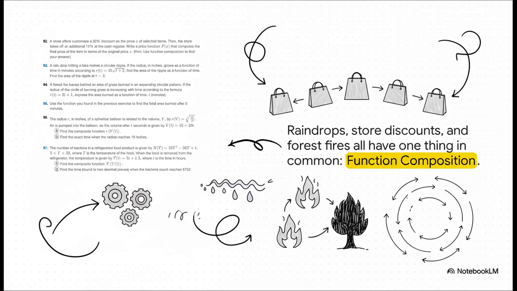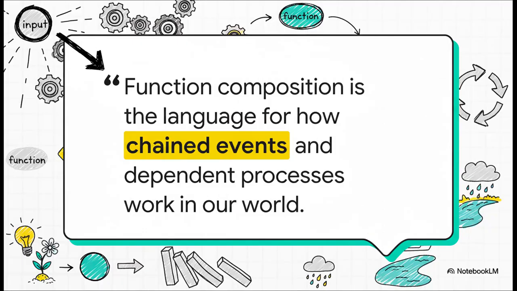What do all these things have in common? Function composition. It's kind of like the secret blueprint, the underlying mathematical language for how one event causes another, which causes another. It describes any chain reaction or sequence of events. Once you see it, you can't unsee it. So here's the big takeaway. The thing I really want you to remember.